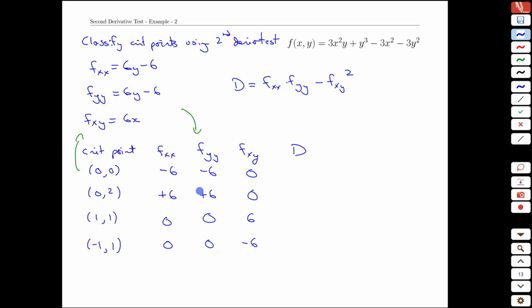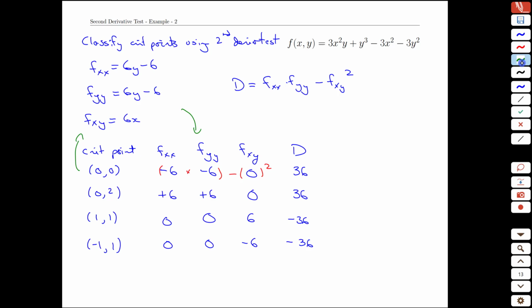With that, we can then take the calculation for our D value: take this times this minus this last column squared. That's just using the formula up here. And that will give us 36 minus 0. That will give us 36 as well. This will give us 0 minus 36, and this is squared, so it becomes positive. And then we subtract it. So this is also negative 36.